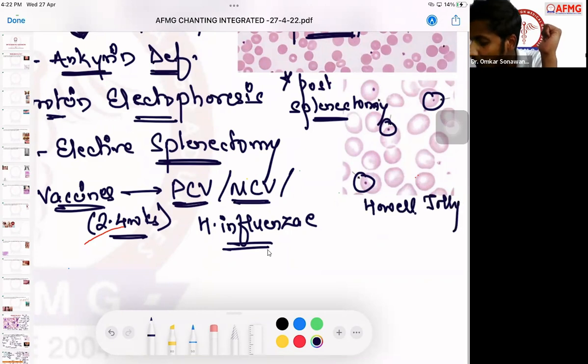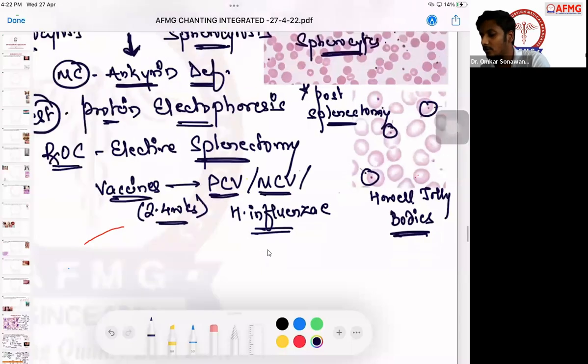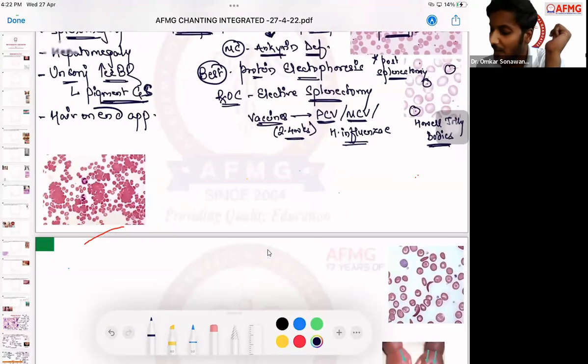So please remember, post-splenectomy, which bodies are seen on peripheral smear? Howell-Jolly bodies. No issues with this? Now moving further. Now I have a 25-year-old adult patient, okay?